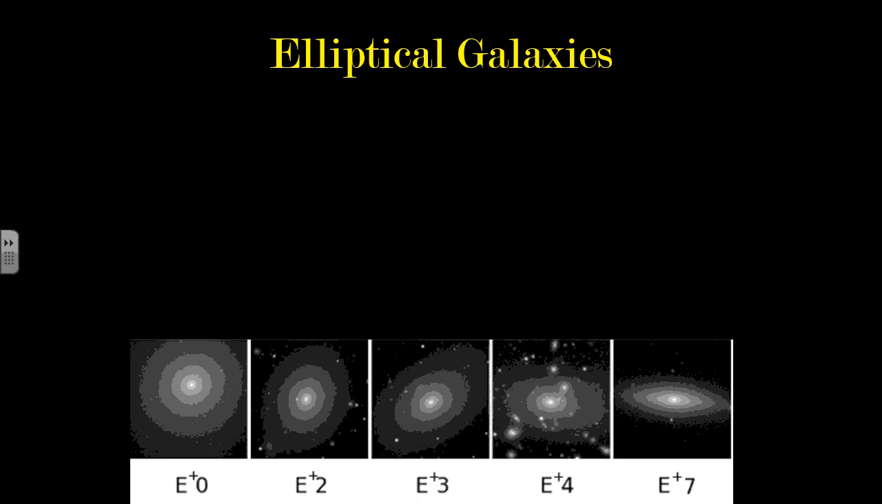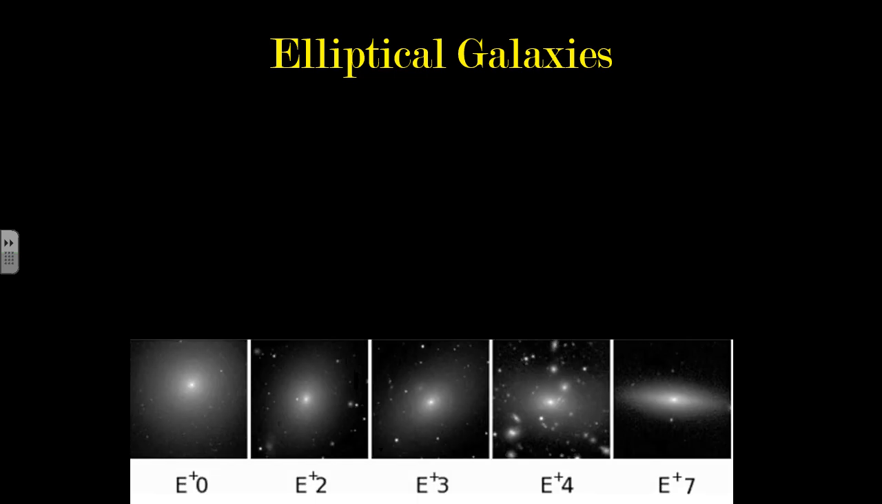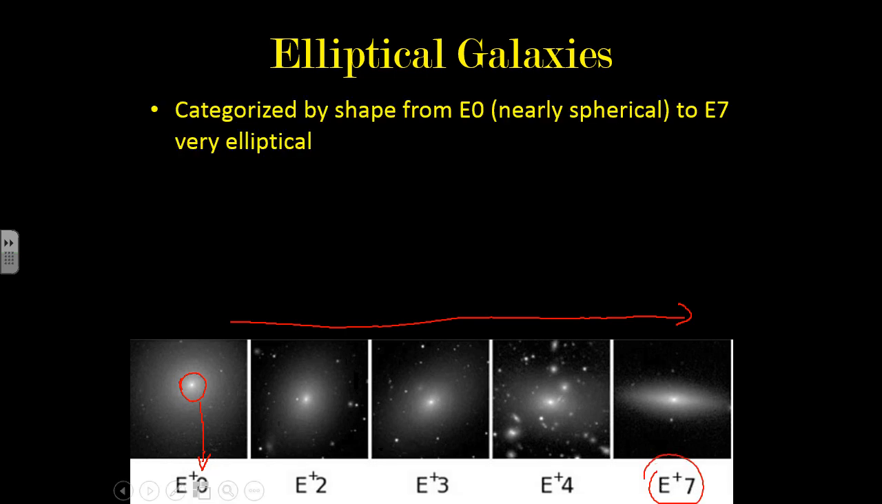The next type of galaxy is what's called an elliptical galaxy. Elliptical galaxies basically are designated on their shape. So the roundness of it, if it is close to a circular shape, it is an E0, and the farther it moves away from a round shape, the more this number goes up. So they move from circular to elliptical, and there are 8 categories.